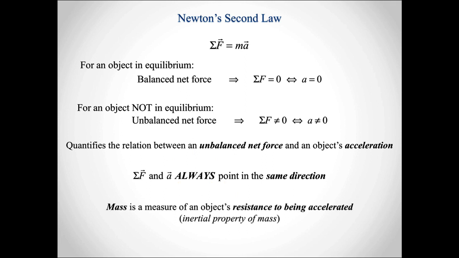The other thing that's interesting about Newton's second law is that it gives us a new definition for mass. Mass is a measure of an object's resistance to being accelerated. This is known as the inertial property of mass. Mostly what this says is that if you have the same net force act on a small mass object and a large mass object, the larger the mass is, the smaller the resulting acceleration is going to be. So bigger masses are more resistant to being accelerated, right? That's the inertial property of mass.